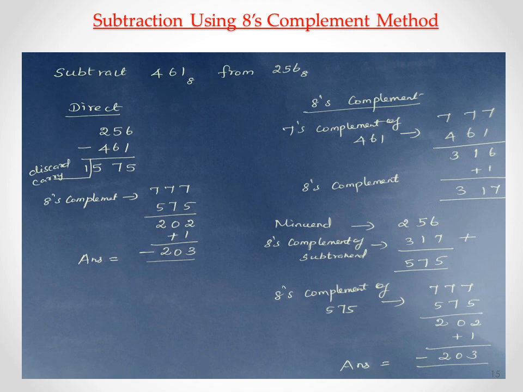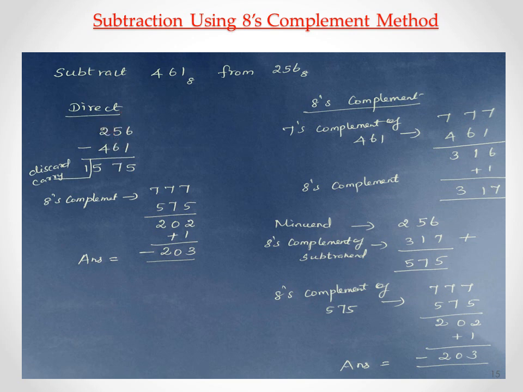Subtract 461 from 256. First, we are going to perform with the direct method. So, 256 minus 461. Here, the minuend is the smaller one and the 461 subtrahend is the larger one. First, let's start the subtraction from the LSB. So, 6 minus 1 is 5. Now, the second bit, 5 minus 6. Here, minuend is smaller. So, we are getting borrow from the higher order bit. So, 2 changed to 1. And now, we are adding 5 plus 8 equal to 13. And 13 minus 6 equals 7.